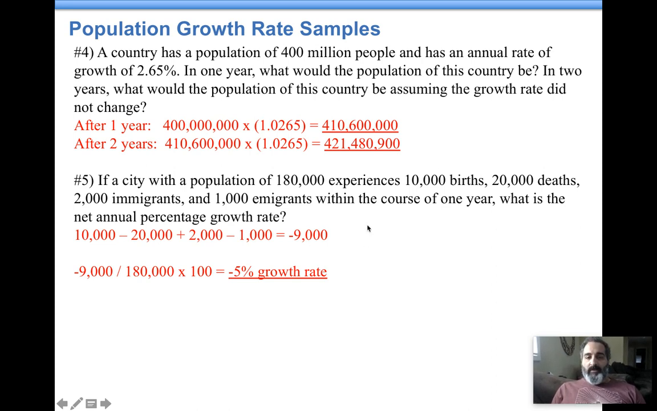If a city with a population of 180,000 experiences 10,000 births, 20,000 deaths, 2,000 immigrants, 1,000 emigrants within the course of 1 year, what is the net annual percentage growth rate? Well, you've got to figure out the number of people you're going to end up with extra or less per year. Start with 10,000 births, 20,000 deaths, 2,000 immigrants coming in, plus immigrants exiting, minus 1,000, and you get negative 9,000. Yeah, a country could have a negative growth rate. That means they're shrinking, basically. Positive growth rate means increasing, negative growth rate means decreasing. So negative 9,000 is the number of people entering or leaving this population. In this case, they're leaving. Negative 9,000, you divide it by the total population, 180,000, and to turn it into a percentage, you times it by 100, and you would get a negative 5% growth rate. You do need to include the negative to be correct with this problem.